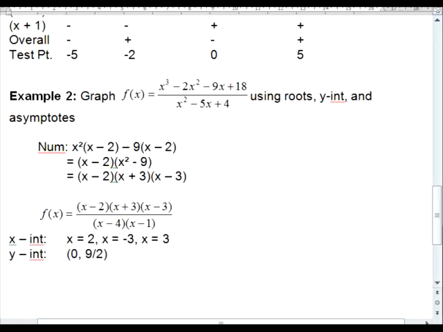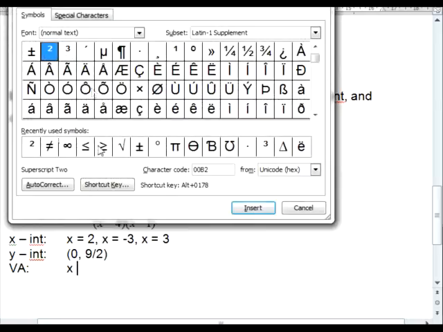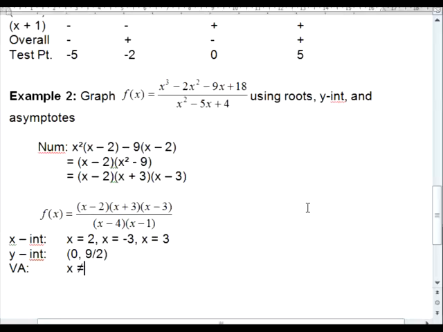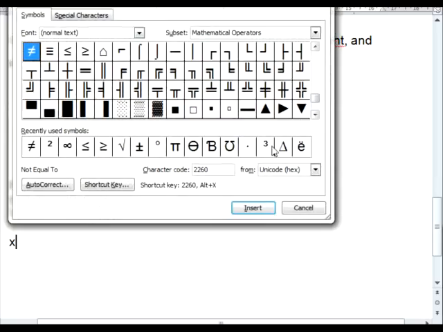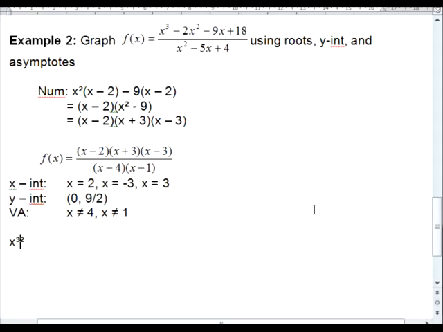Excuse me. My vertical asymptotes are x cannot equal 4 and x cannot equal 1. Now this is an oblique asymptote because the degree of the numerator is bigger than the degree of the denominator. Now this one you cannot divide using synthetic division, so I'll have to use long division, and hopefully this works well with the computer here. I'm just going to leave those there to help.